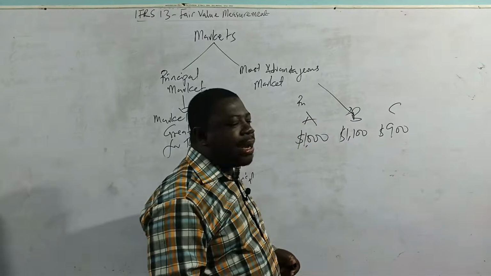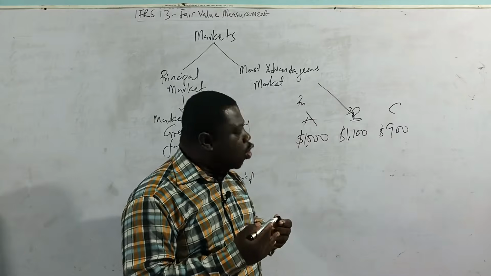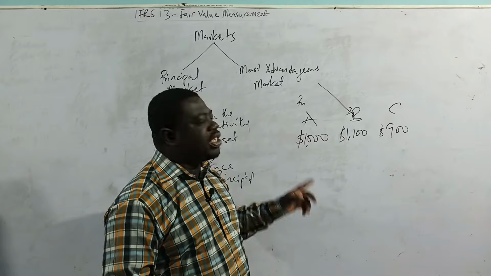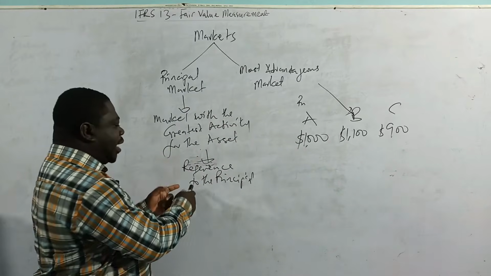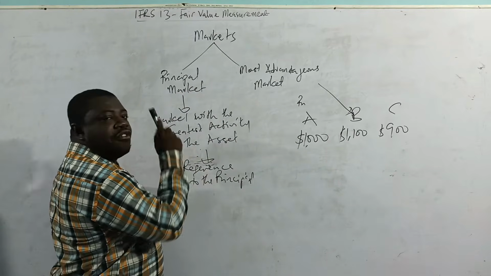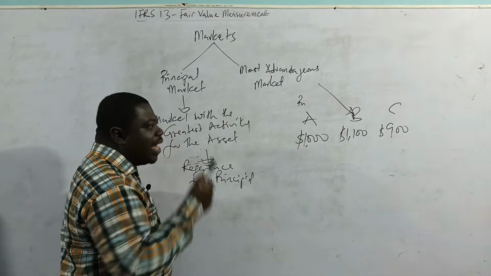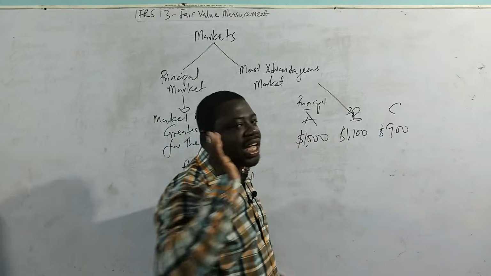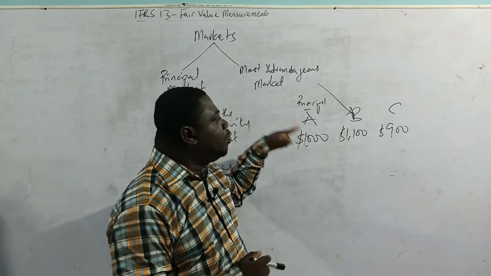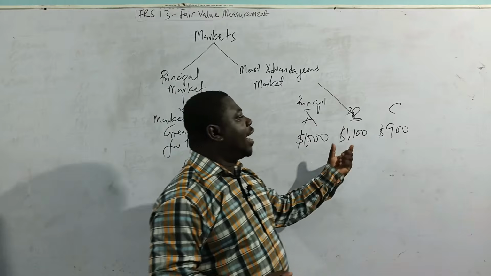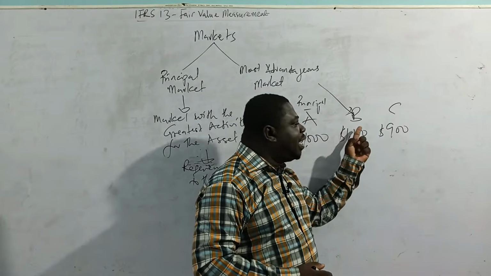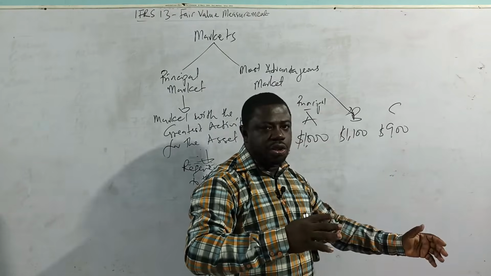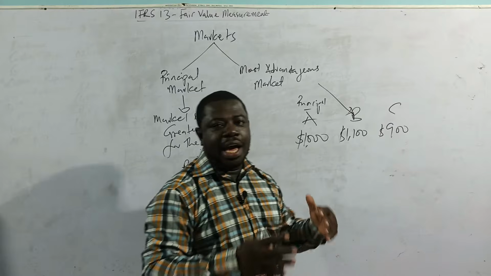However, market A could be the principal market. Market B could still be the principal. Market C could be the principal. So it doesn't mean that the most advantageous market should not be the principal market. The most advantageous market could still be the market that has the greatest activity for the asset or liability. However, there are instances where the principal market may not be the most advantageous. So even though A could be the principal market, it could be that B rather is the most advantageous market.